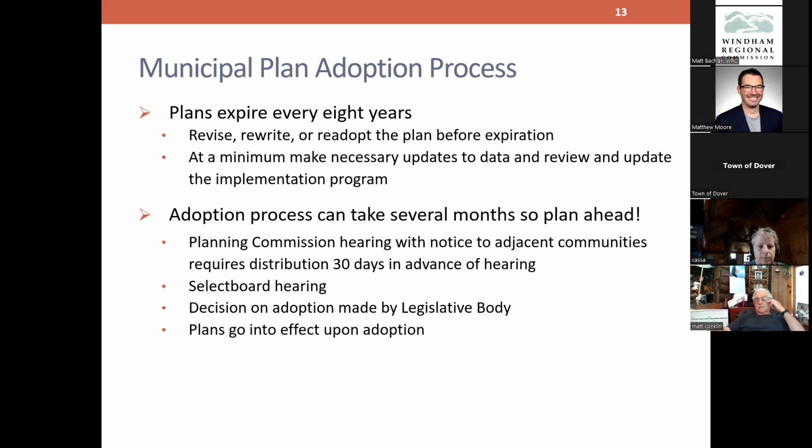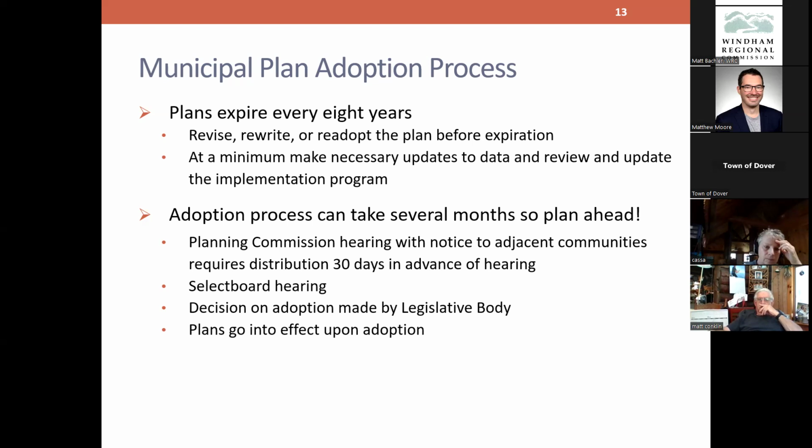It's also important to note that the adoption process can take several months. So plan ahead and think about when your town plan expires. The Planning Commission holds a public hearing on the town plan, and they need to provide 30 days notice to adjacent communities, the state, and to WRC.